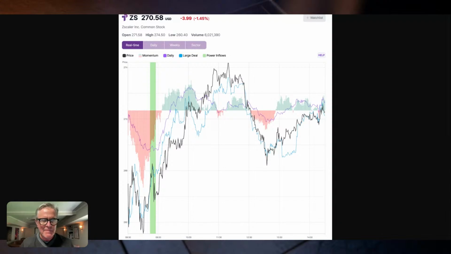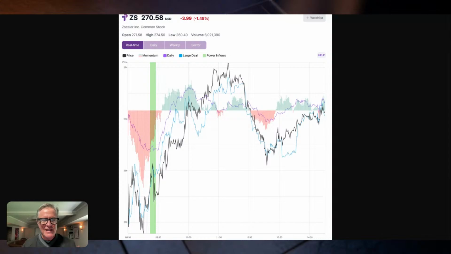Retail was selling dramatically. Then the green vertical bar you see on the left-hand side of the screen, that is what we call a power inflow. And that is our own algorithm that is monitoring all of the order flow on a stock. And this is when it is generated when there is a change from negative to positive order flow, selling to buying, and gives you a signal that you have a high likelihood of success.